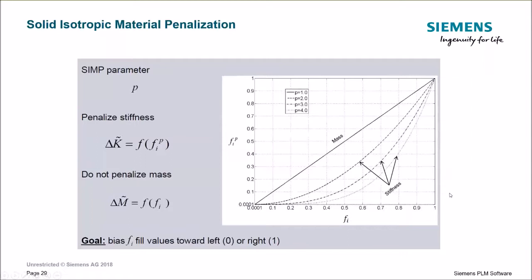Typically, you will find out there that solid isotropic material with penalization is one of the most common methodologies to do this, in which the stiffness matrix would be penalized by a certain factor. And the objective here is to vary the vector of filling functions between 0 and 1 in an intelligent way. For that, there are a number of methodologies out there.